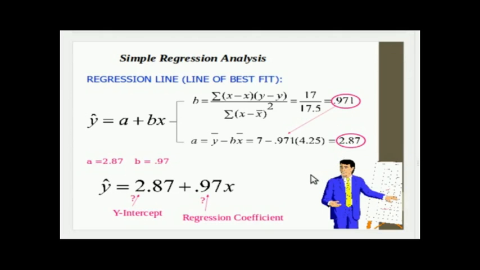In linear regression, coefficients are the values that multiply the predictor value. Suppose you have the following regression equation: y is equal to 2.87 plus 0.97x. In this equation, 0.97 is the coefficient of x, which is the predictor, and 2.87 is a constant.